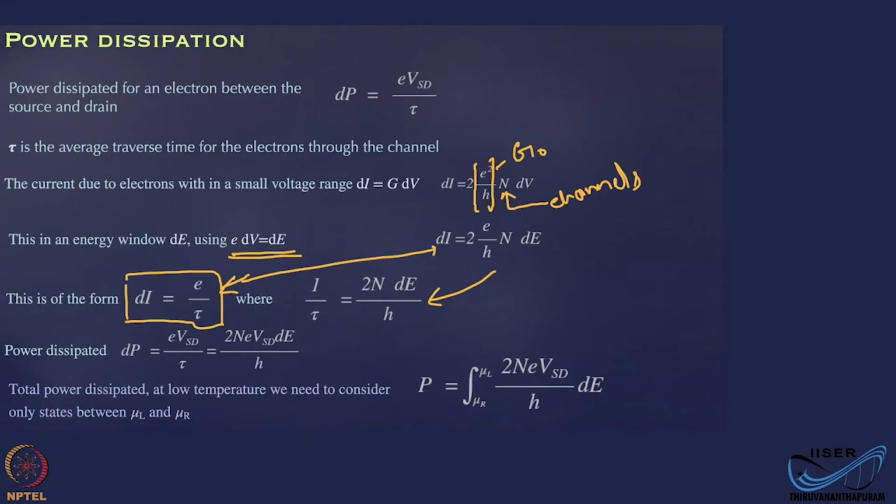So the power dissipated from this expression is eVSD divided by tau, but 1 by tau is 2N dE by h. So what you're getting is power dissipated is of the form 2N eVSD dE by h. Okay. That is for one electron, or that is for the state which is between mu r and mu l. But now remember, there are a lot of states between mu l and mu r. So the integral over energy within this range mu r to mu l is going to give you the total power. Okay. So the total power is the integral of this dP in the energy range mu r and mu l. That's the total power dissipated.